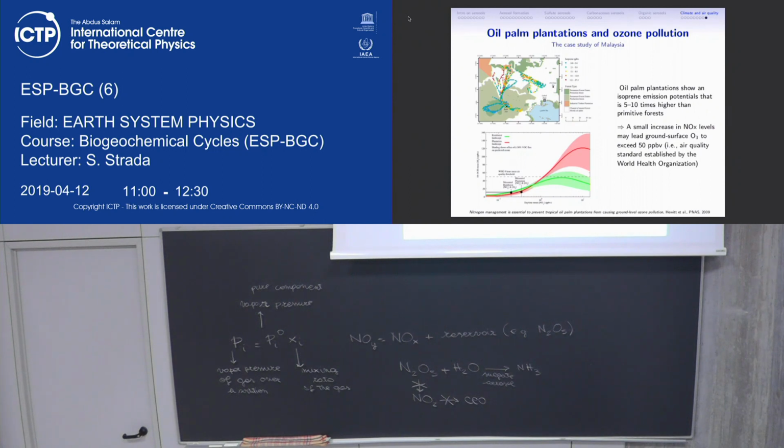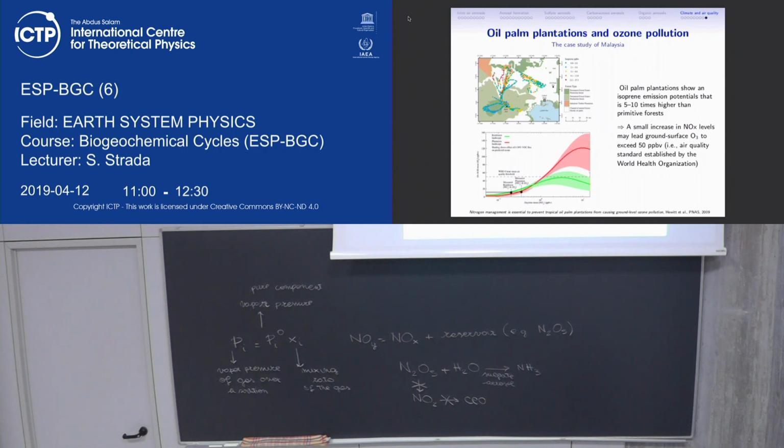And what has been observed is that isoprene emissions are much larger over oil palm plantation, because the plants that are introduced there in this kind of cropland, this plantation, have a large isoprene emission potential compared to the native rainforest, to the primitive rainforest. Actually, they have a potential that is 5–10 times higher than the primitive forest.